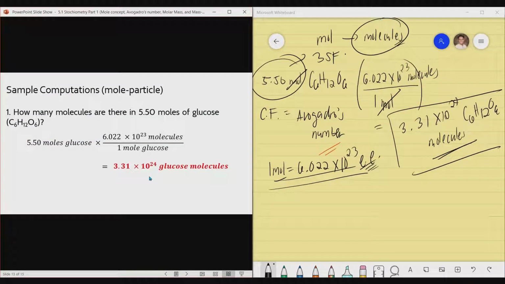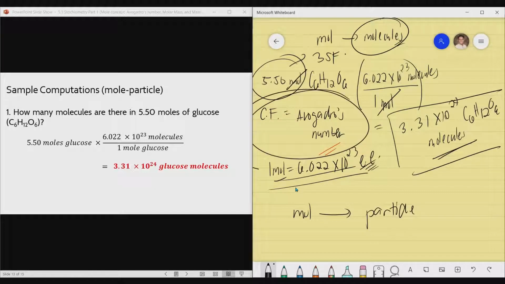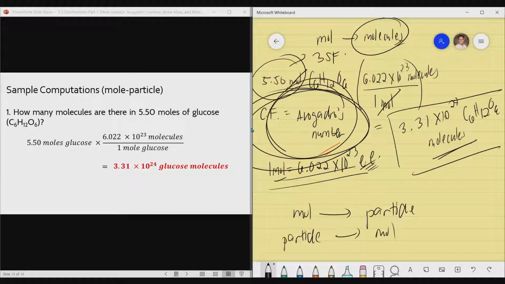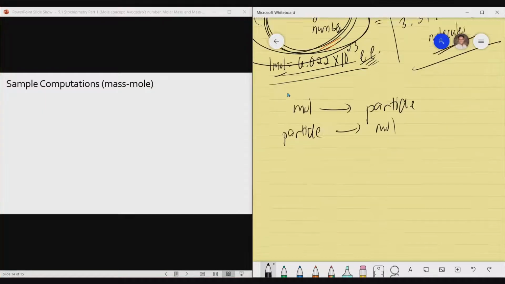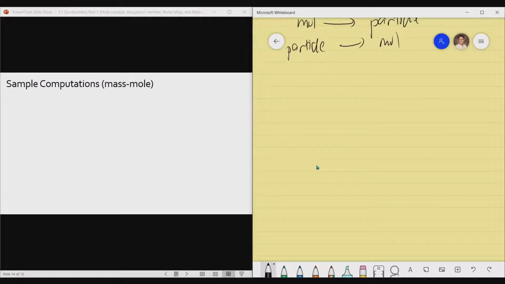Okay, so I have the same answer, 3.31 times 10 raised to 24 glucose molecules. Again, if you want to convert mole into particle, your conversion factor is Avogadro's number. If you want to convert particle back into mole, you will use Avogadro's number again. Okay? Next example. What about mass to mole conversion?